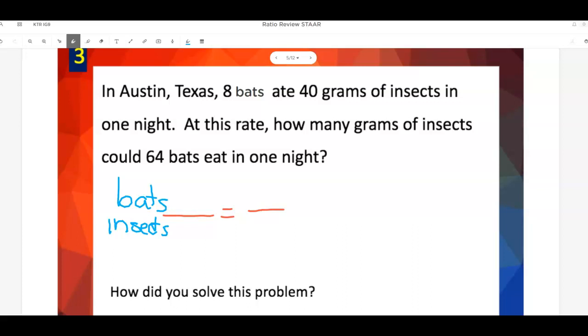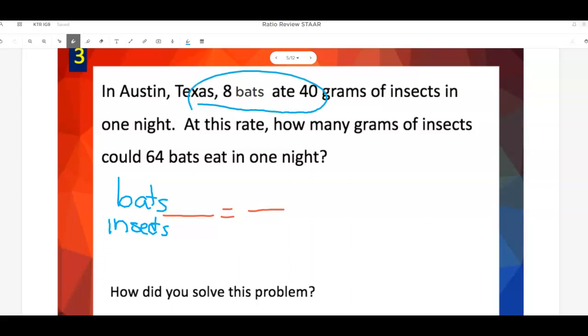Chloe, get off the phone. I got work to do. All right, bats versus insects. What's the small group that they started us with? Maddie, what's the small group? 8 and what?